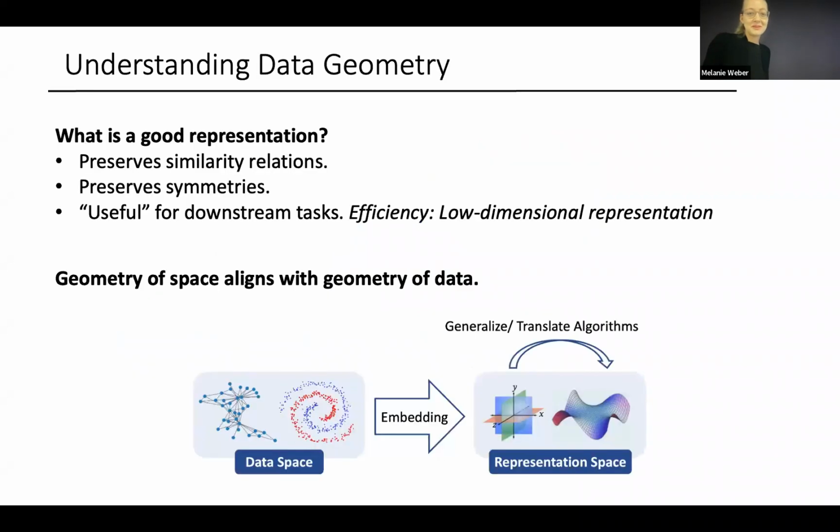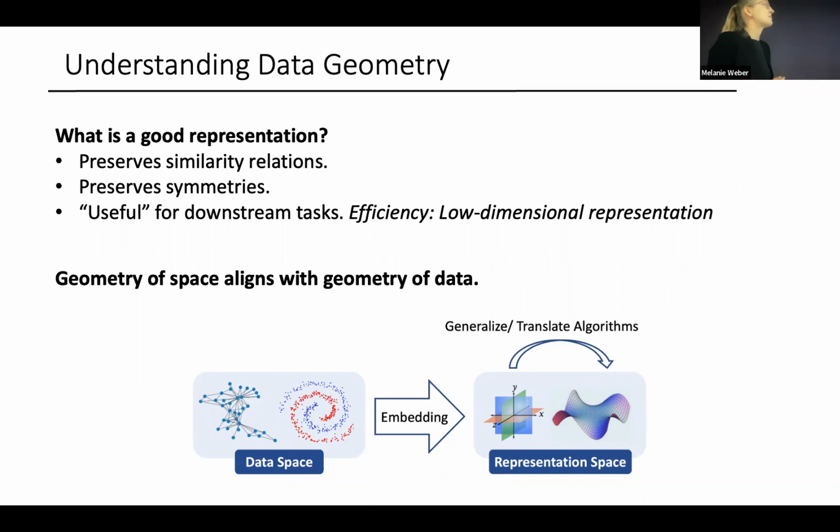Okay, but let me start with data geometry. As I said, we are interested in learning good representations. On a high level, what does it mean to have a good representation? A good representation preserves similarity relations in our data. If we have two data points that are very similar, then they should also be represented by points that are in a metric sense close by. Our representation should preserve symmetries that we have identified in our data. And most importantly, our representations should be useful for downstream tasks.